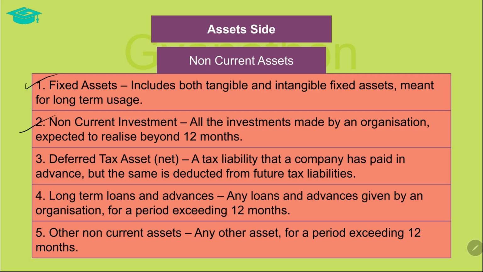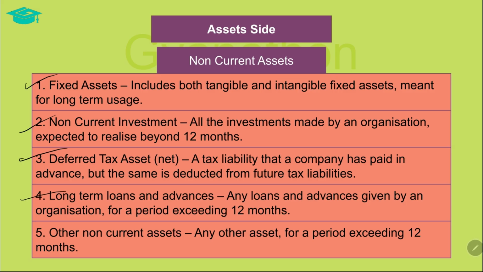The next head is non-current investment. All the investments made by an organization which are expected to be realized beyond 12 months are classified as non-current investments. Then we have deferred tax asset. This is where a business has overpaid certain taxes or paid certain tax in advance on account of a difference between the accounting income and the taxable income, which has a capability to reduce the taxable income in future due to such advance payment in the present.